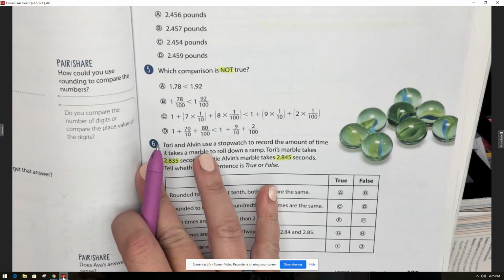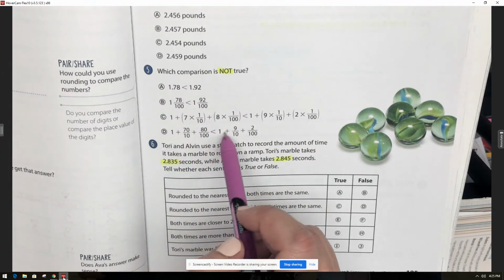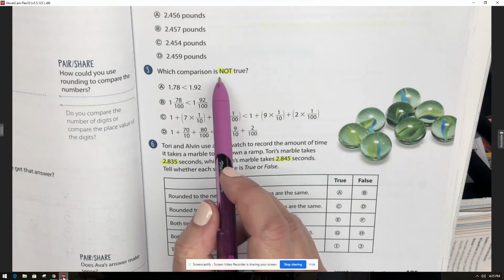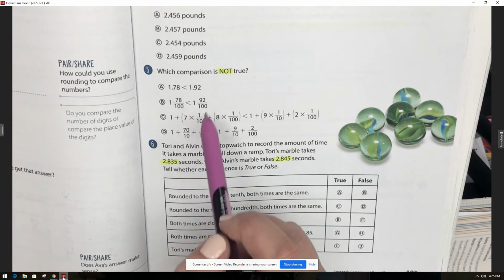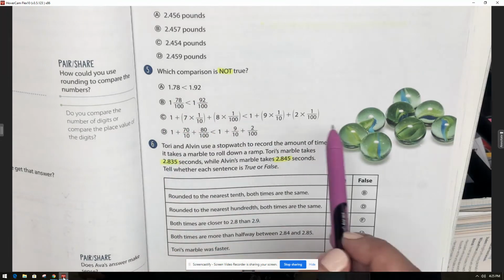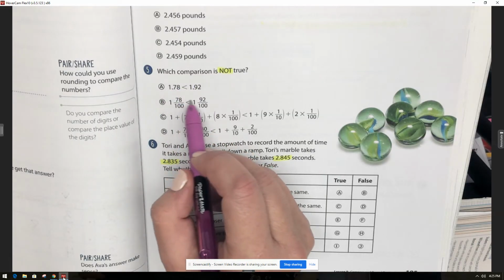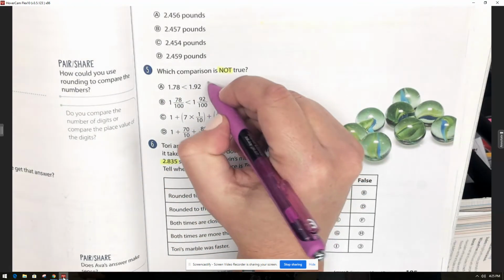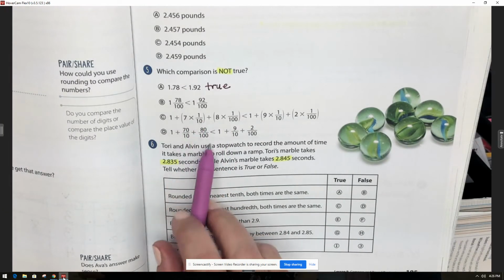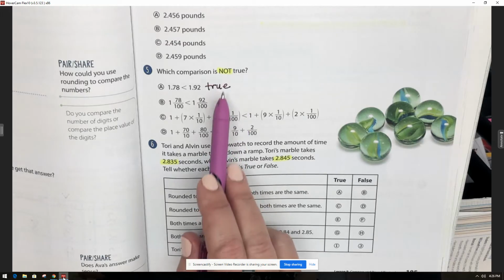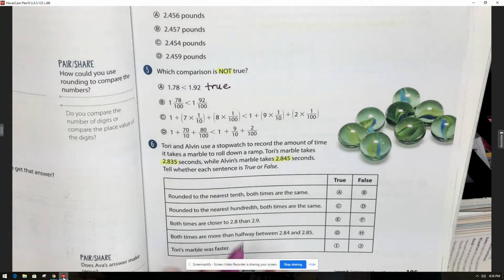Number 5, today's lesson is all about what is not true. 3 of these number sentences are true. Which one is not true? Really take your time and look at what each of these means. Okay? I'll help you out, and I will tell you that this statement here is true. So I'm going to write a true there. Now look at the next 3 statements. If it's true, write true. If it's not true, that is the one that you're going to circle.